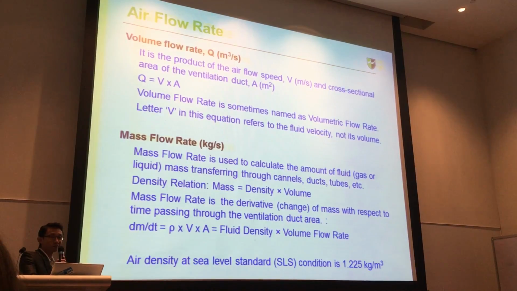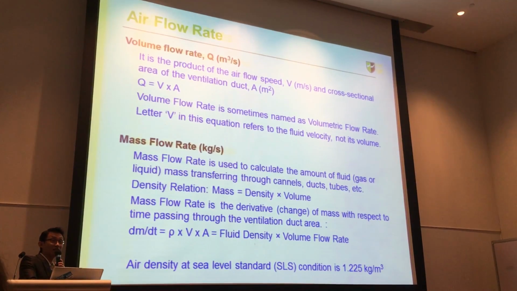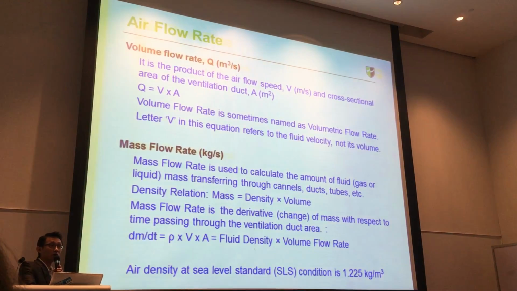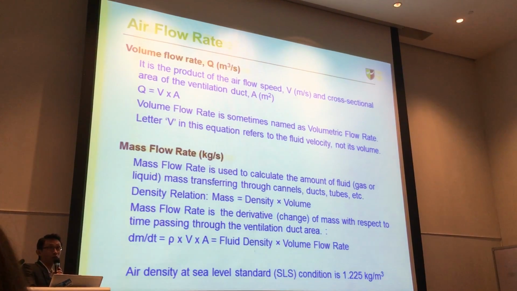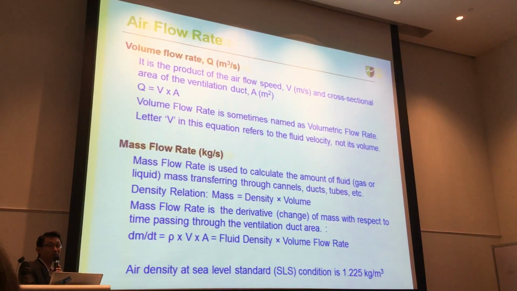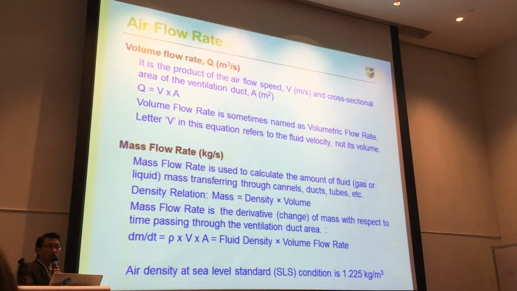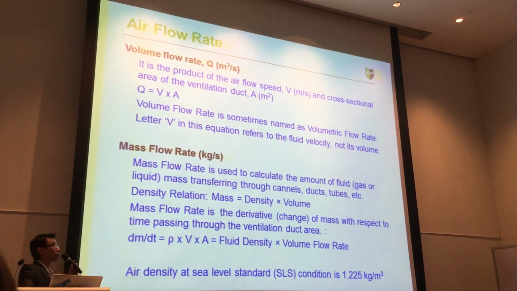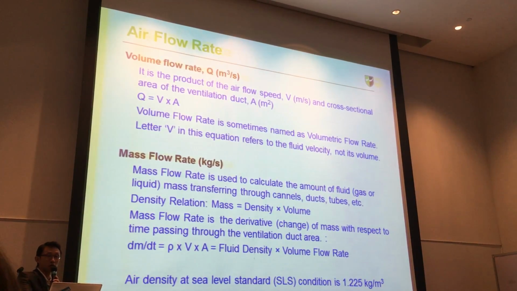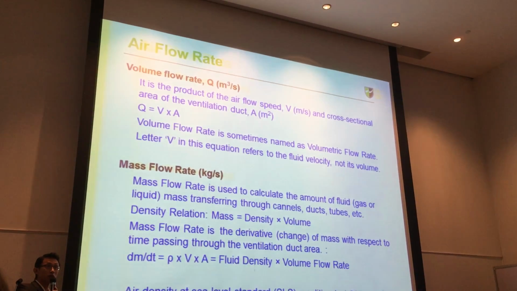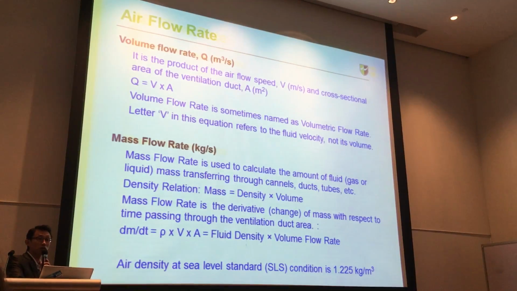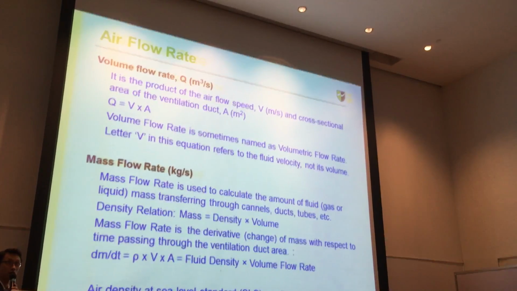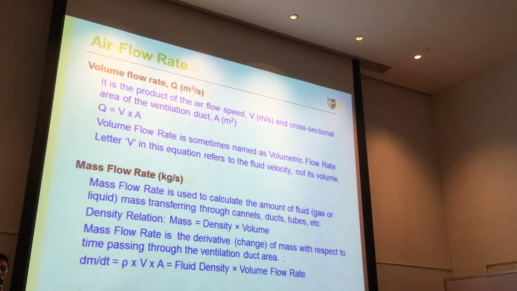When we talk about ventilation, there will be flow. When there's flow, there's flow rate. So we will need to know how to calculate a bit of a volume flow rate. That's the Q over there, using the velocity of the air going through that area times the cross-sectional area. That's volume flow rate.